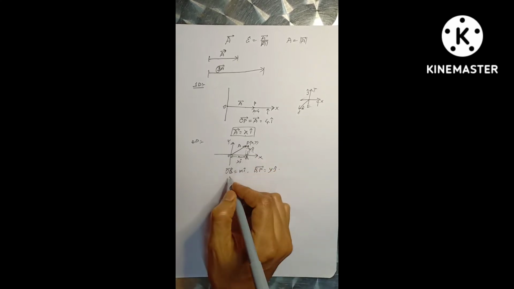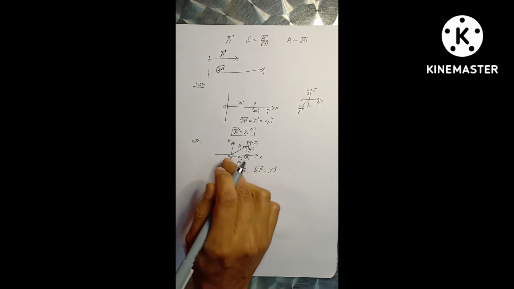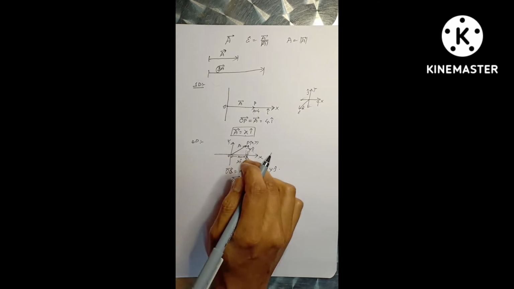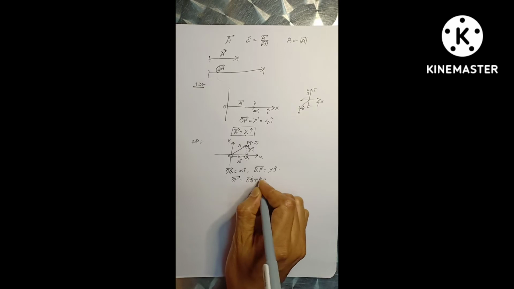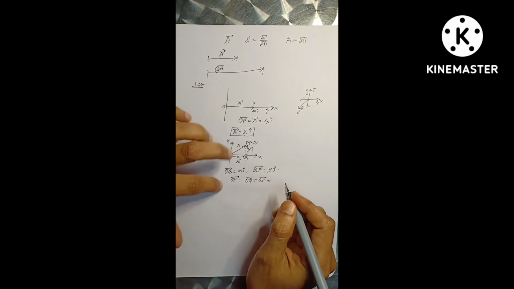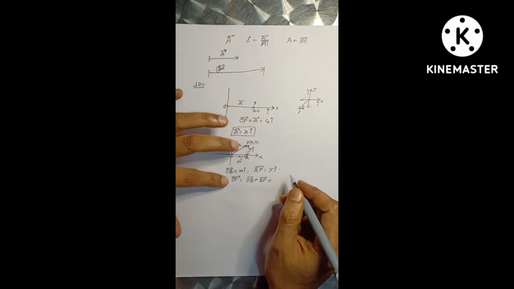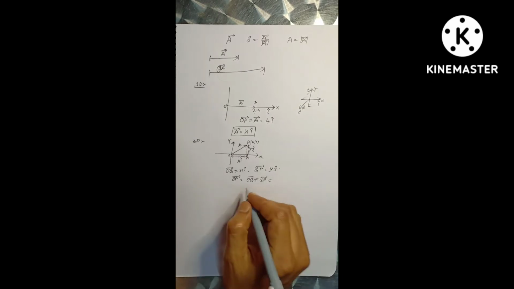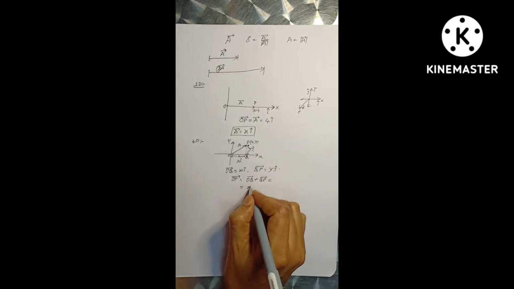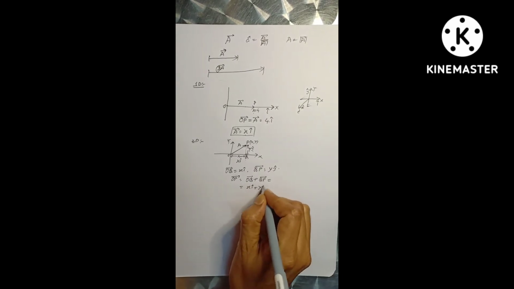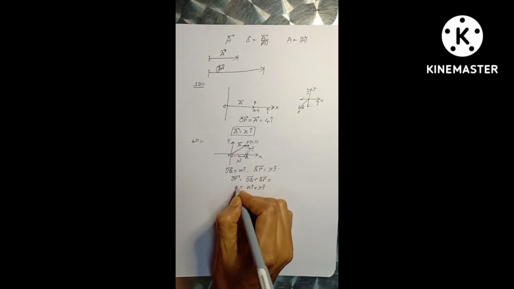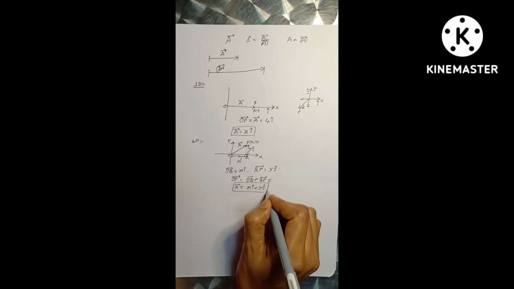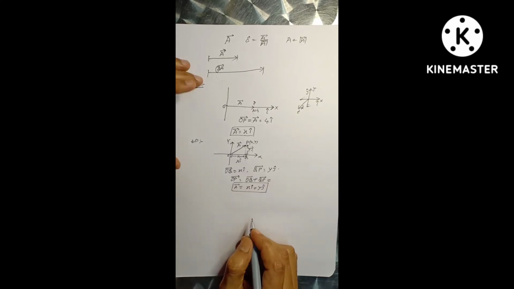Then OP equals 0 to Q plus Q to P. This is also called the triangular law. We can represent it by the triangular law as x i cap plus y j cap. So the A vector equals x i cap plus y j cap. This is the two-dimensional representation of vectors.